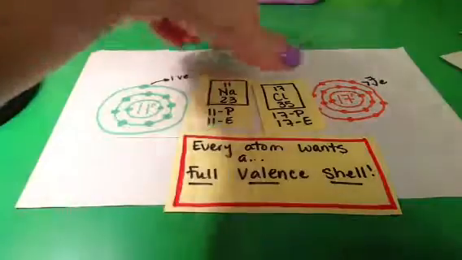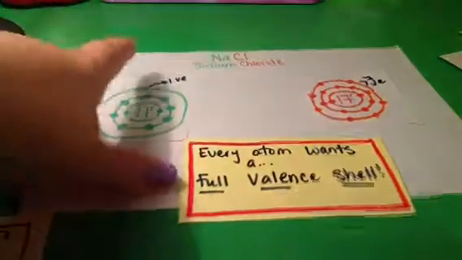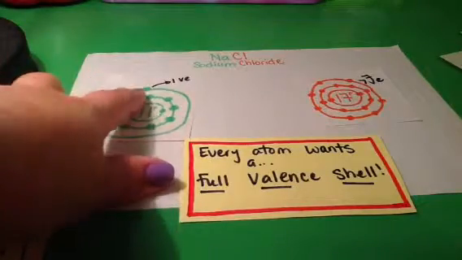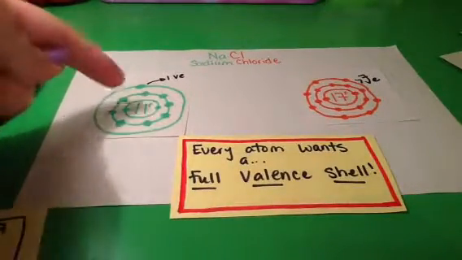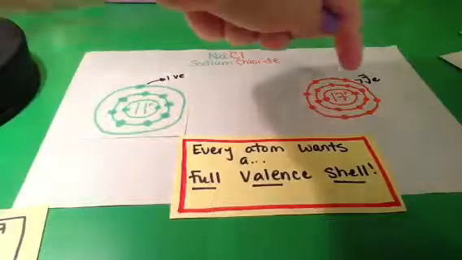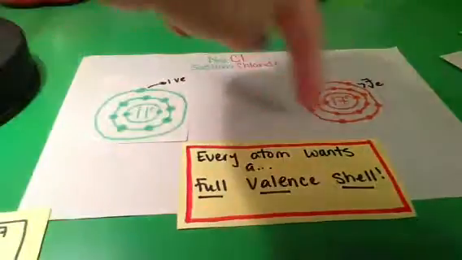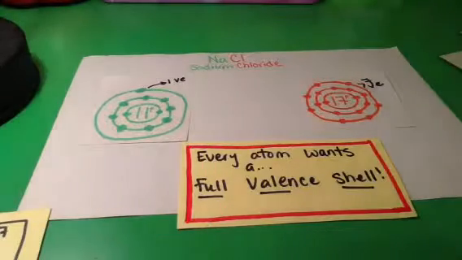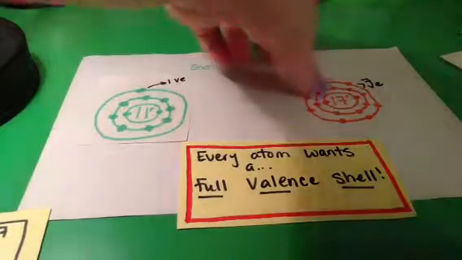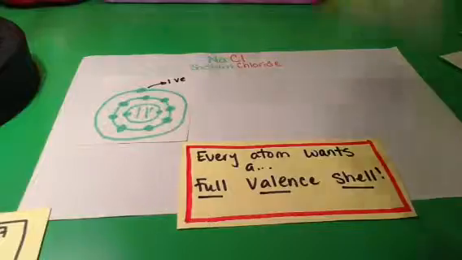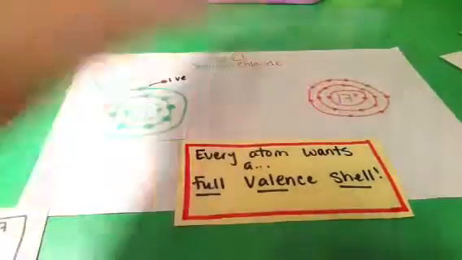So if this random little 1 valence electron leaves the sodium and comes over to chlorine, now chlorine has a full octet. Its outer shell is completely full and it's as happy as an electron can be and as an atom can be. So now it looks something like this.